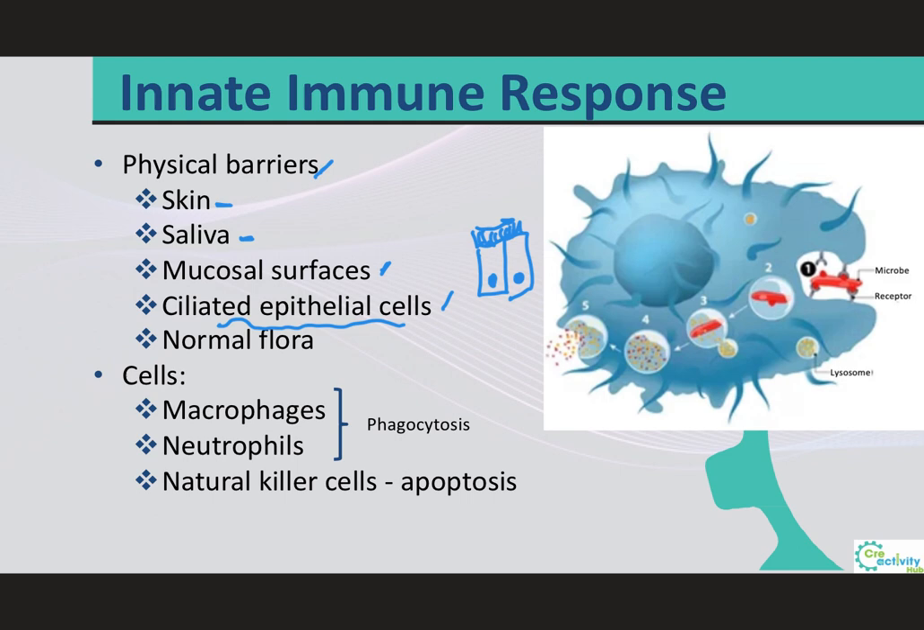Lastly, the presence of our natural flora or normal flora, which is located in the digestive system and contains natural bacteria that helps with digestion. They're going to be important because they will compete with the foreign bacteria that are trying to enter our body, and this prevents the foreign bacteria from replicating inside of our body.